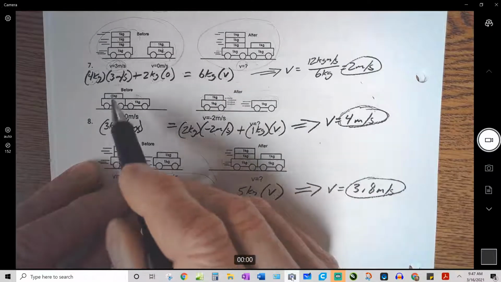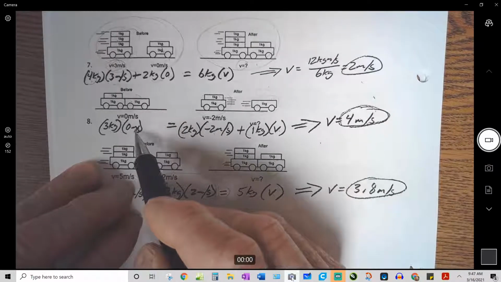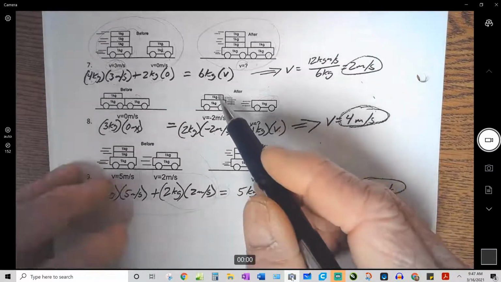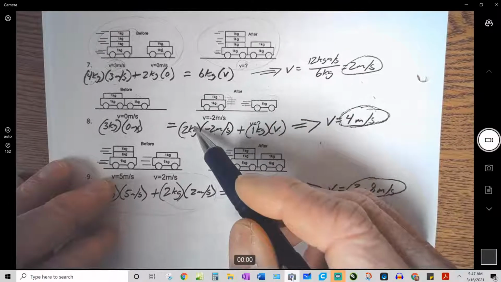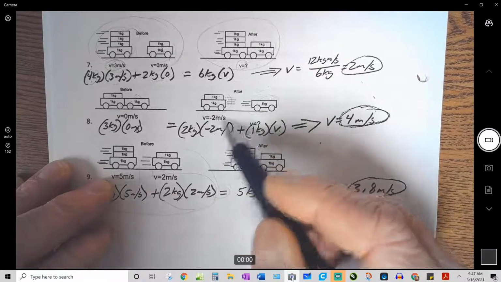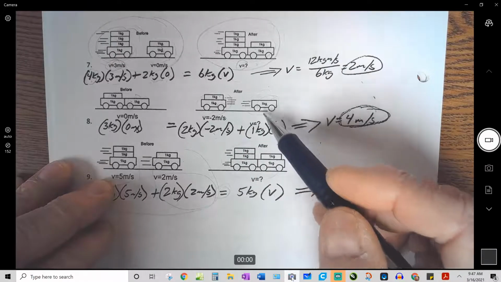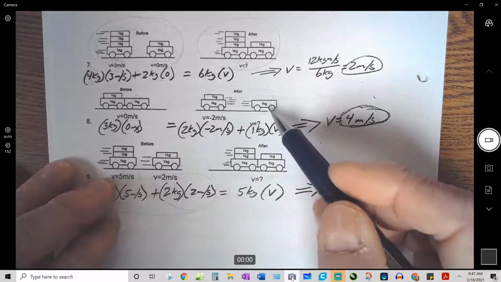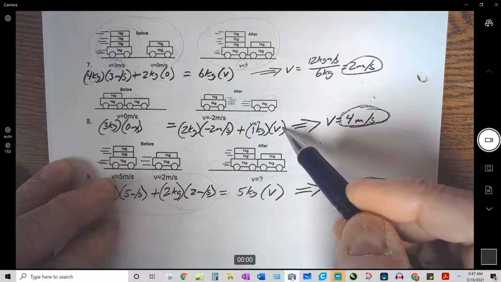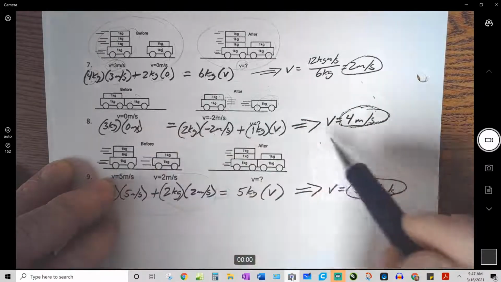Momentum before is mass times velocity, 0. The momentum of this is 2, that's the mass, times the velocity, -2, so it's -4. And that means the momentum of this has to be positive 4. So the momentum is mass, 1 kilogram times v. If you set all this equal, solve for v, you get 4.